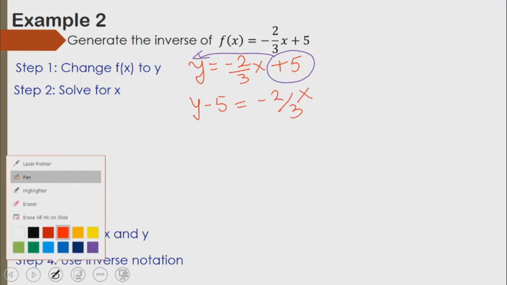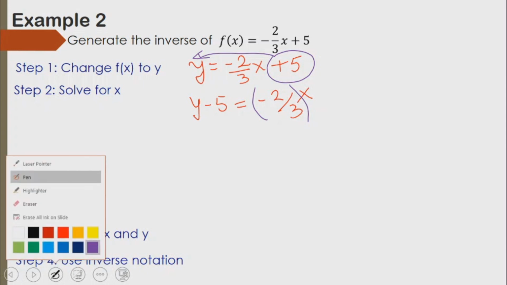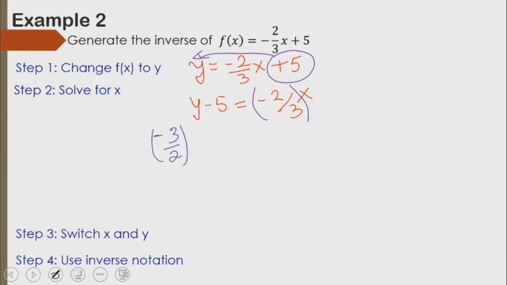So then I need to get rid of the 2/3 that is multiplying x. How do we get rid of that? We get rid of that negative 2/3 by multiplying both sides by the reciprocal, which will be the negative 3/2. So I will multiply that with the left. Then I'm going to use the negative 3/2 to multiply the right so that we maintain the balance of our equation. Whatever you do to the left, you do it to the right.